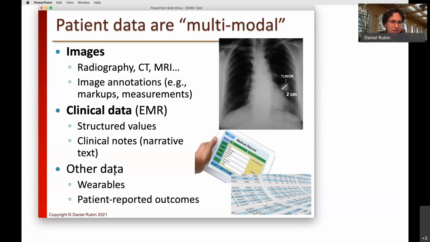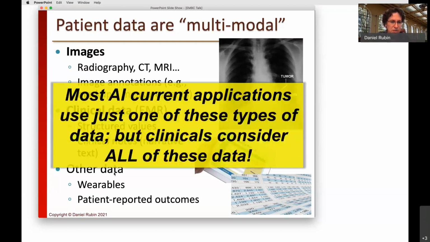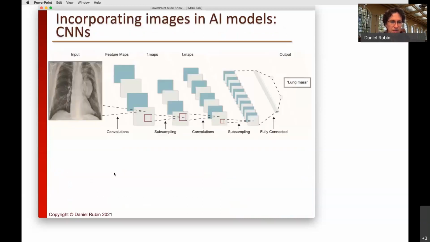I emphasize the need for considering multimodal data in AI models because clinicians consider all relevant data when they're evaluating patients. They don't just look at one thing in general. And so our AI models should similarly be doing that. And there's much less work in that space. And most of the current published work, as you look at, you'll see it just uses one type of data.